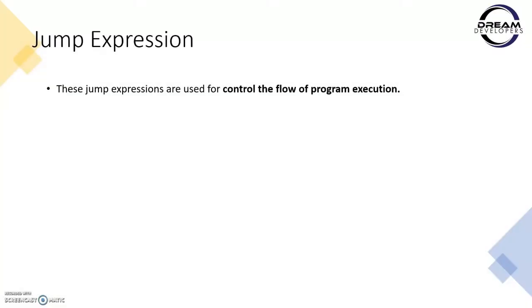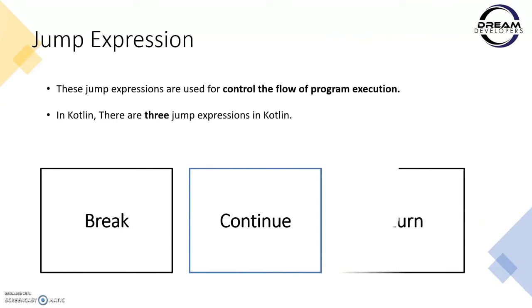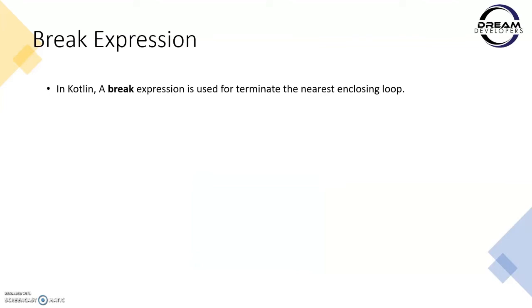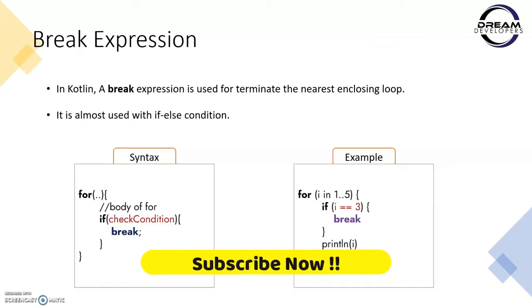So, jump expressions are used to control the flow of program execution. In Kotlin, there are three types of jump expressions: break, continue, and return. So let's check the break expression. In Kotlin, the break expression is used to terminate the nested enclosed loop. Break statement is almost used with if-else condition. Now let's check out syntax and example of break statement.